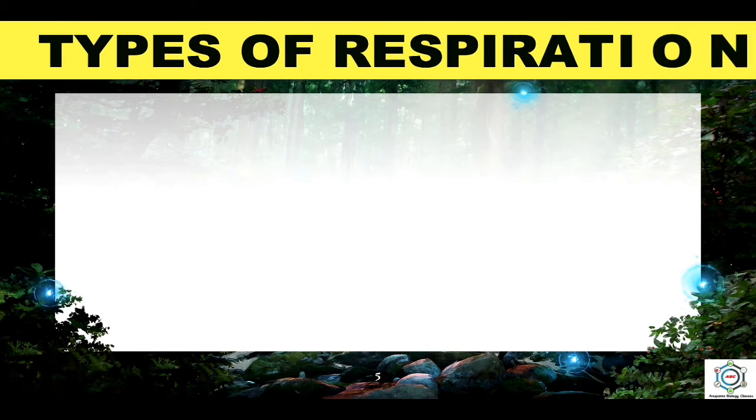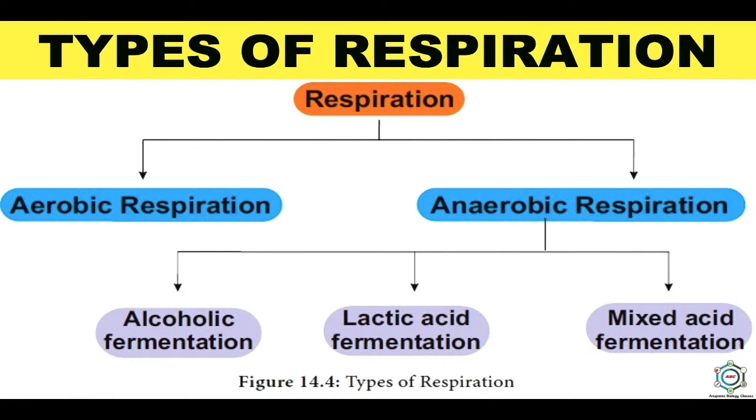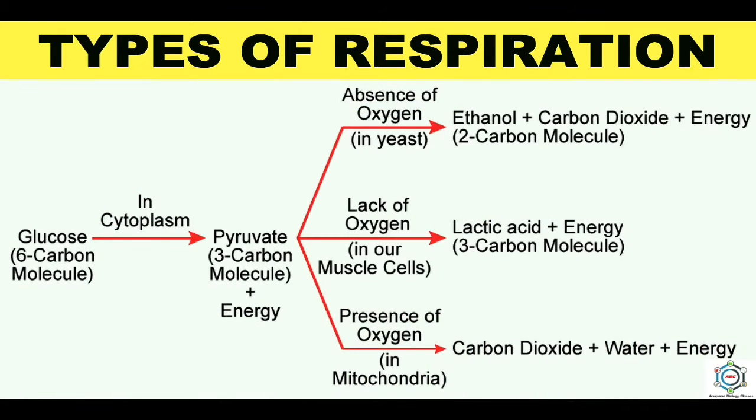Now, do you know how many types of respiration? So let's see here. If we talk about the types of respiration, respiration is mainly of two types, aerobic and anaerobic. In case of anaerobic, there are three types, that is alcoholic fermentation, lactic acid fermentation and mixed acid fermentation. So this is the overview of the types of respiration.